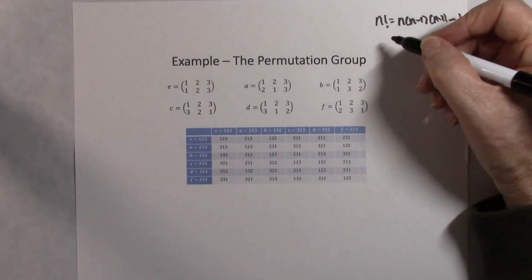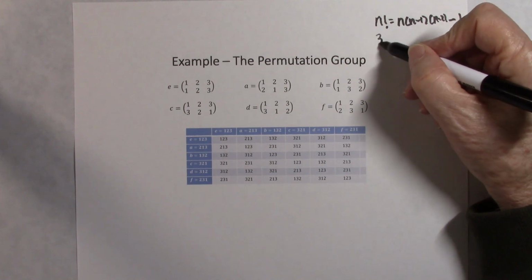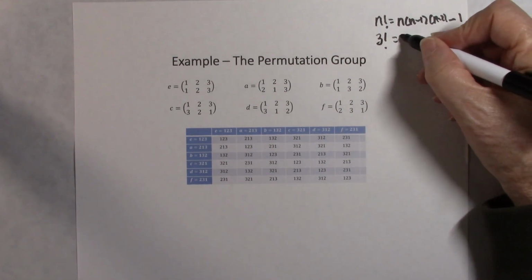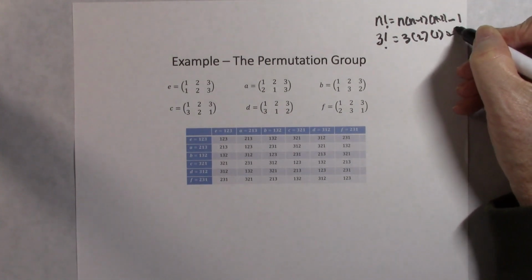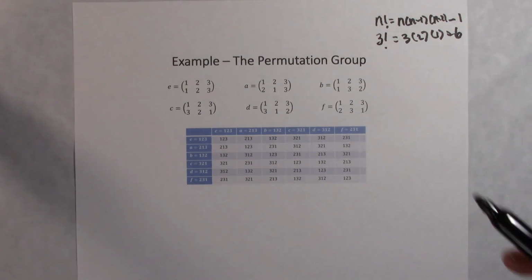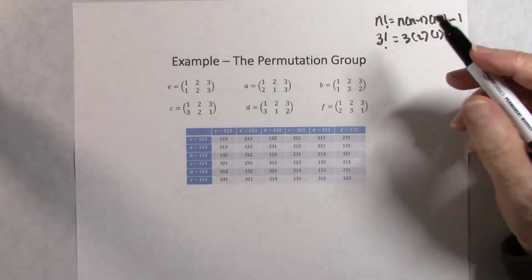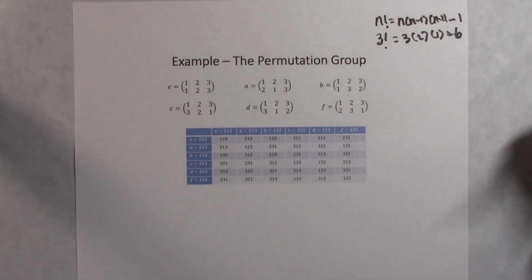We're going to set n equal to 3. So the number of ways that we can arrange 3 objects is 3 factorial, but that's 3 times 2 times 1. That is 6 ways. The 6 ways are listed here. If we look at the first way, this E, you might surmise that it might be the identity element, and you'd be right.